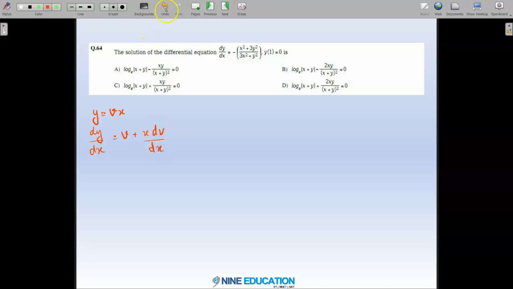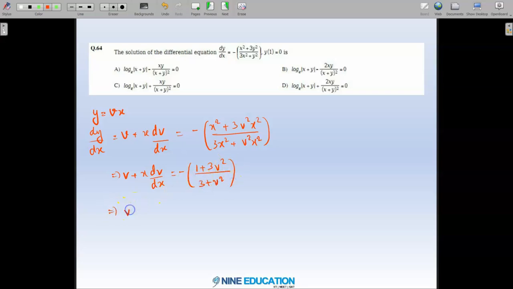Okay, so using this substitution, we can write the entire expression of dy by dx equal to minus x square plus 3. In place of y square, it will be v square x square divided by 3x square plus again y square means v square x square. So you can observe x square can be taken common and cancelled, and we are having v plus x dv by dx equal to minus of 1 plus 3v square divided by 3 plus v square.